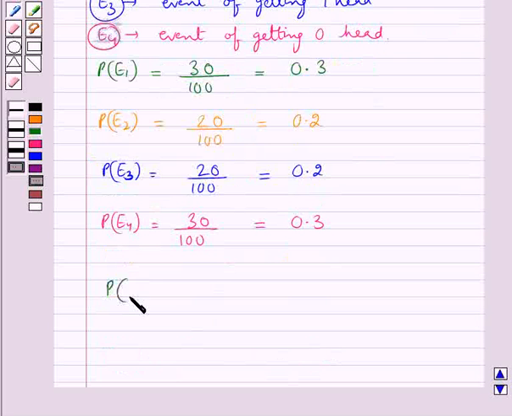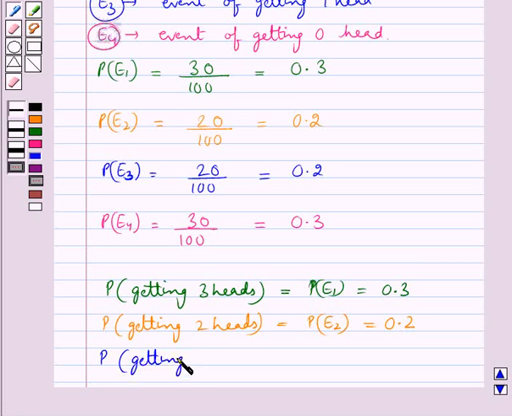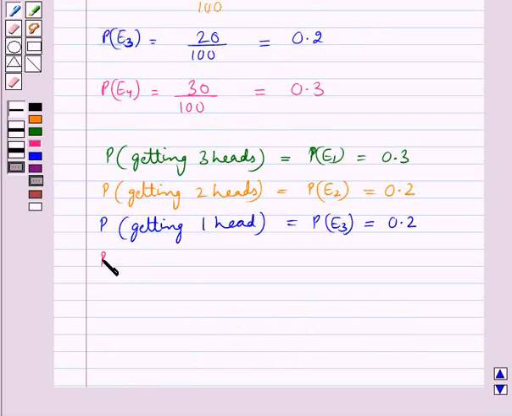So our final answer is probability of getting three heads, that is probability of E1, is equal to 0.3. Then probability of getting two heads is equal to probability of E2, that is equal to 0.2. Then probability of getting one head is equal to probability of E3, that is equal to 0.2. And the probability of getting zero head is equal to probability of E4, and this is equal to 0.3. So this is our final answer.